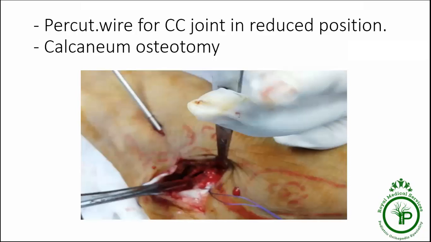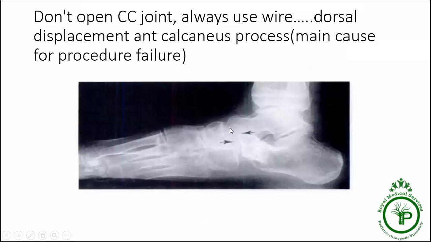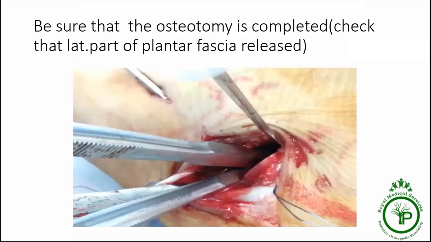Before going for the osteotomy, we have to fix the calcaneocuboid joint in a reduced position. Then we do the calcaneal osteotomy. Why? Because after doing the osteotomy and starting to distract the osteotomy site, if we don't fix the calcaneocuboid joint, we have the problem of dorsal migration of the distal part of the osteotomy. You can see these black arrows, the dorsal angulation or dorsal displacement of the anterior process of the calcaneus, and it's considered one of the most common causes of failure of the procedure.